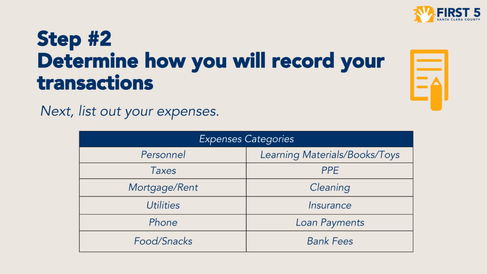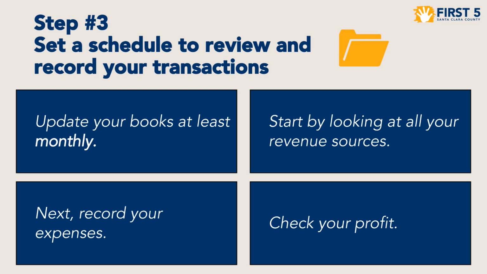You can use this example list to categorize your expenses. You should set a time to update your books, at least every month. Start by looking at all your revenue sources: cash, credit cards, app payment systems like Venmo or Zelle, and checks written to you. Enter each one into your income on your spreadsheet.